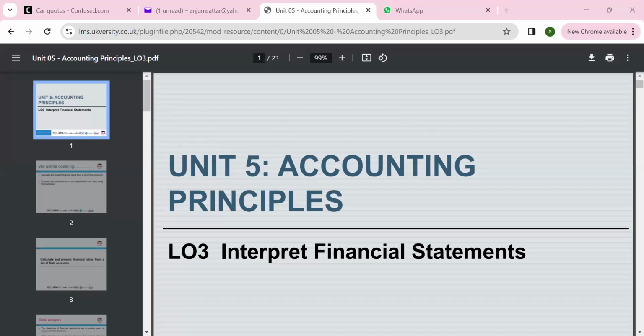We'll start our lesson 3. Today's lesson will go through our LO3. Until now we have covered LO1. We discussed what accounting is and what management accounting is. We discussed the qualities of financial statements, and how many types of financial statements we prepare in accounts. We also discussed the difference between management accounting and financial accounting.